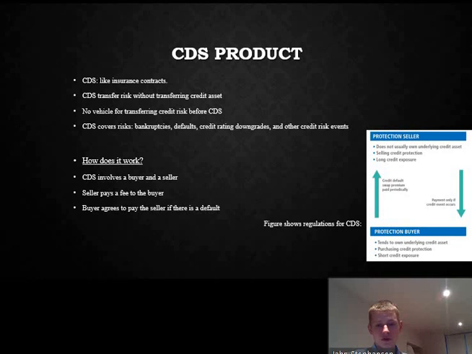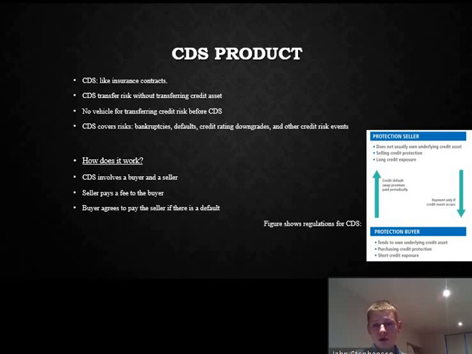Moving over to the CDS product. Credit default swaps protect the buyer against specific risks, similar to insurance contracts. CDS can protect against risks by transferring a given risk from one party to another without transferring the underlying credit asset. Before the inception of credit default swaps, there was no existing vehicle for transferring the risk of default or other credit events from one investor to another. CDS covers many risks, including bankruptcies, defaults, credit rating downgrades, and even other credit risk events.